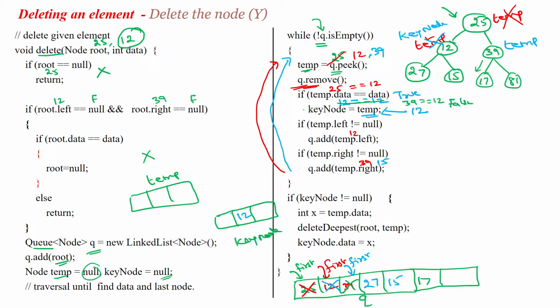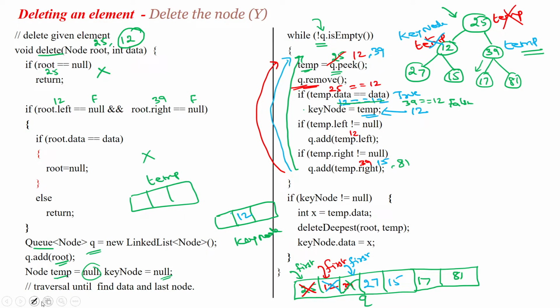Then temporary dot right also not equal to null. The temporary dot right is 81. So 81 is added into the queue. Then again we are going back. Q is empty or not? Yes, it is not empty.